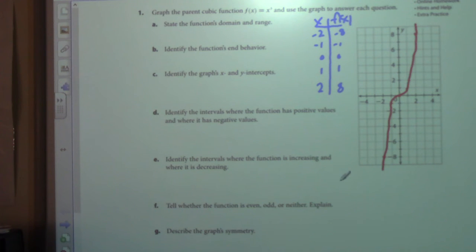Kind of, okay. So now it says, what is the function's domain and range? So what's our domain here?